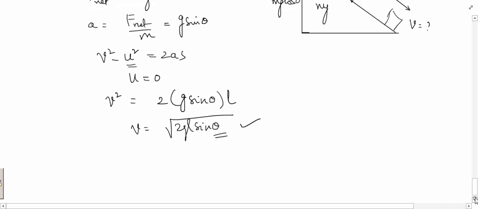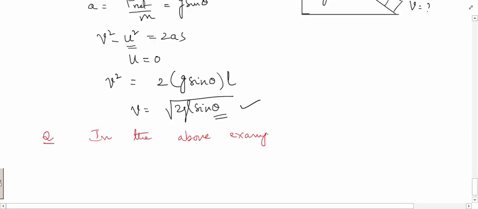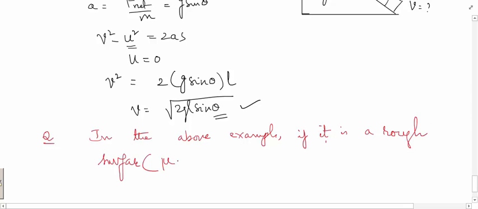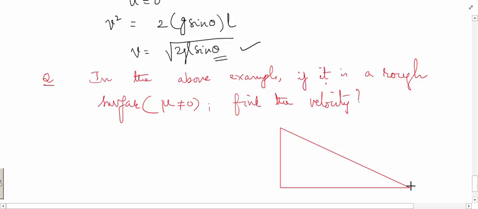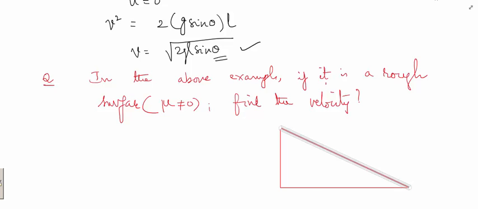If friction is present, how do you do it? In the above example, if it is a rough surface, that means mu is not equal to 0, find the velocity. How do you do it? Very simple. How do I calculate the velocity? The frictional force is also present.